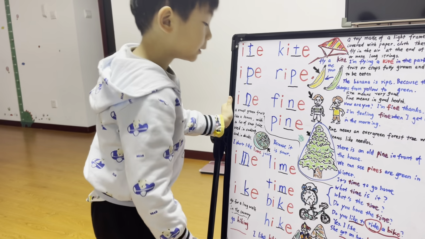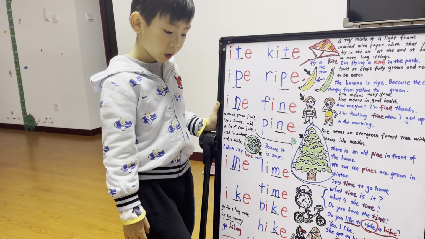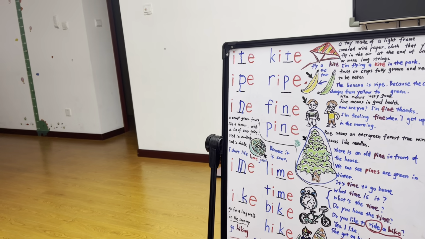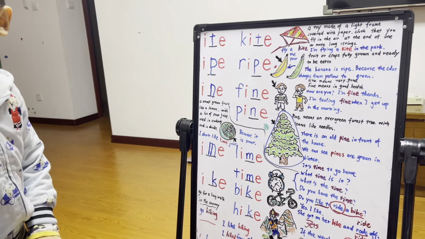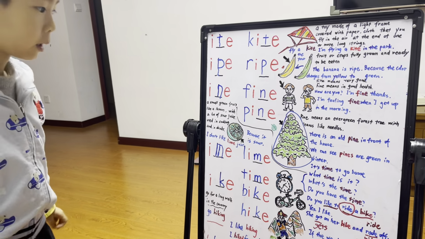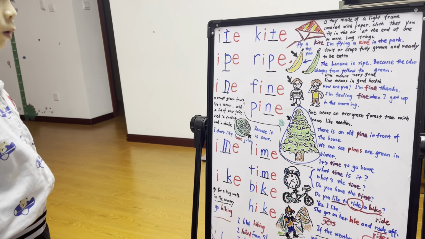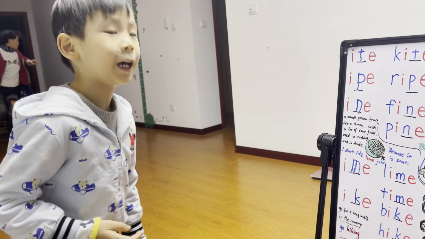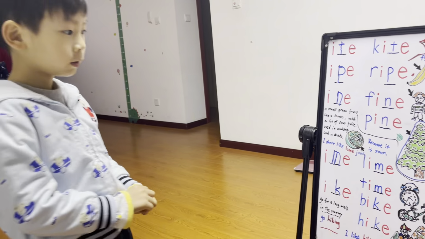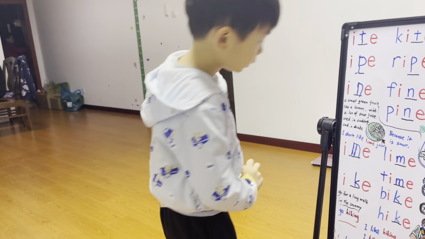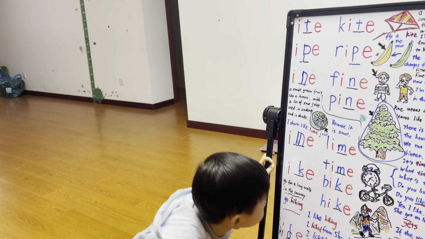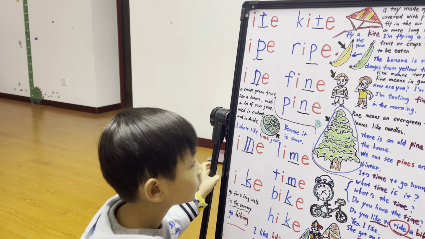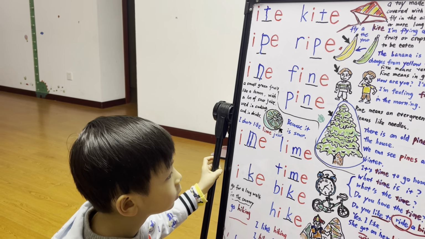Pine. Okay. Yes. 我还没问你呢。Tree. 什么东西？It's a kind of tree. Very good. Stand here. Pine. Okay. So do you see? Is the pine green in winter? Do you think the pine is green in winter? Yes, because the pine is an evergreen forest tree. Did you see the leaves of the pine? Do you see the leaves of the pine?